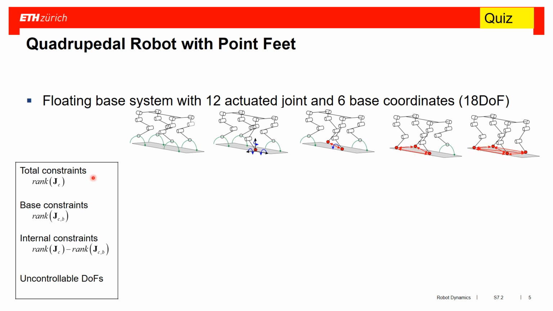And what I ask you to determine for this, without going through the Jacobian calculation, just from an intuition point of view, what are the total constraints, what are the base constraints, the internal constraints, and then how many degrees of freedom remain uncontrollable.